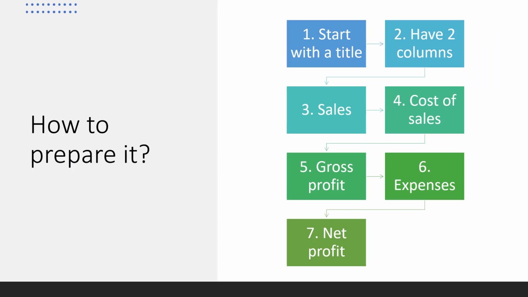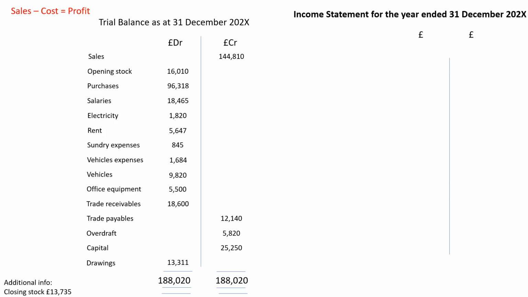To prepare an income statement, we will need a title, two columns, and we will need the following sections: sales, cost of sales, gross profit, expenses, and net profit. To start things off, I will use a mini trial balance in order to prepare an income statement. However, you may get asked to create T accounts in order to prepare financial statements. For more information about T accounts, do check out my playlist after watching this video.